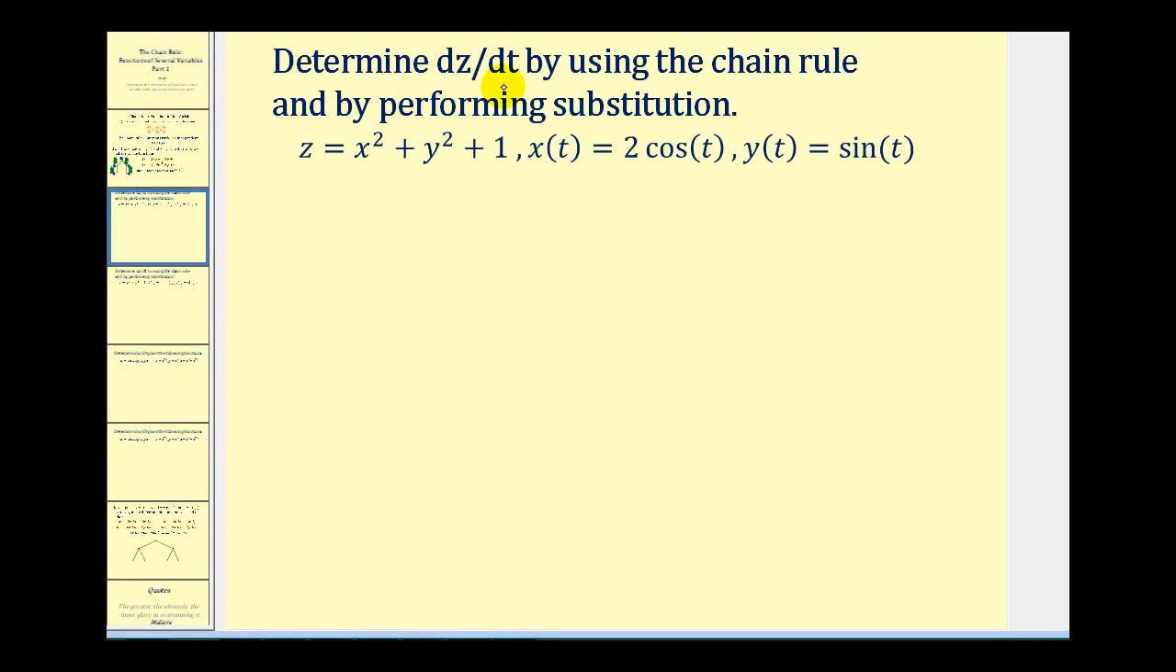We're going to determine dz/dt by using the chain rule and also by performing substitution to do a comparison. So we're going to find this derivative two ways and then make sure we get the same answer. Let's first write out the chain rule for this problem. If we want dz/dt, it's going to be equal to the partial of z with respect to x times dx/dt plus the partial of z with respect to y times dy/dt.